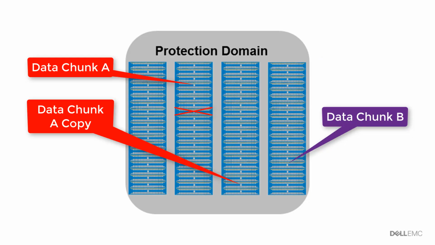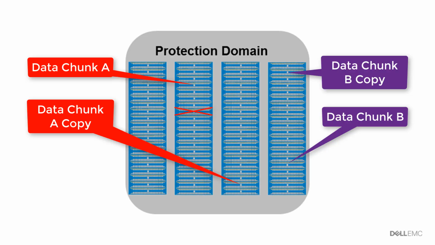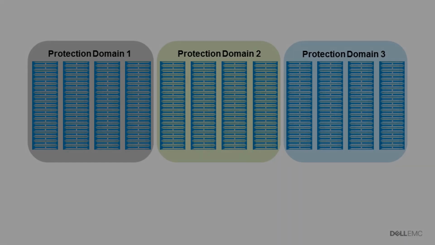When a node or drive is lost, ScaleIO automatically rebuilds data protection for the lost device. It does this by creating copies of data chunks in new locations across the protection domain. This process reestablishes data protection for those chunks that lost redundancy when the node or device went down.